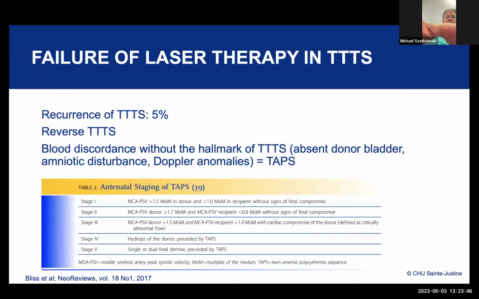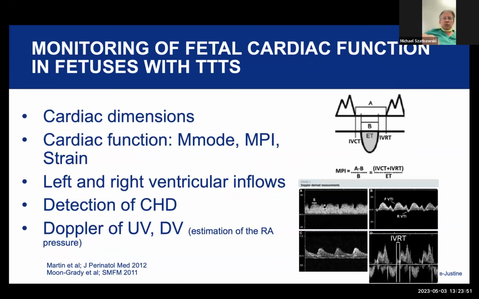So we need to monitor the fetal cardiac function in fetuses with twin transfusion syndrome. The cardiac dimensions need to be followed, and cardiac function, of course. The obstetrician can do MOD, MPI, and strain when it is available. For example, here at St. Justine, we don't do strain yet, but it is described. We need to monitor the left and right ventricular inflows. We need to detect congenital heart disease because they are at higher risk, as we will see later. And of course, Doppler of the umbilical vein and ductus venosus, which can give clues about the right atrial pressure.